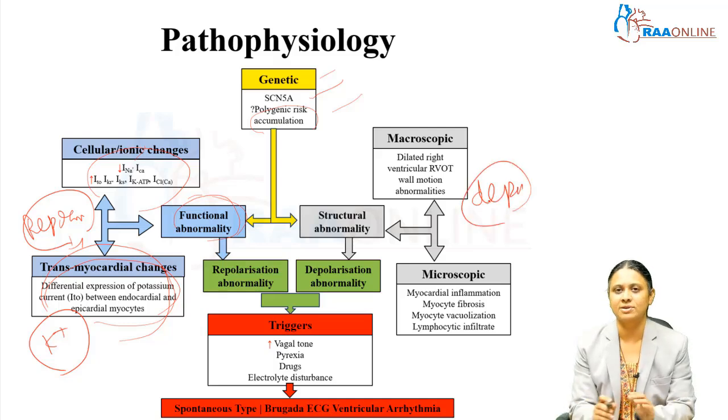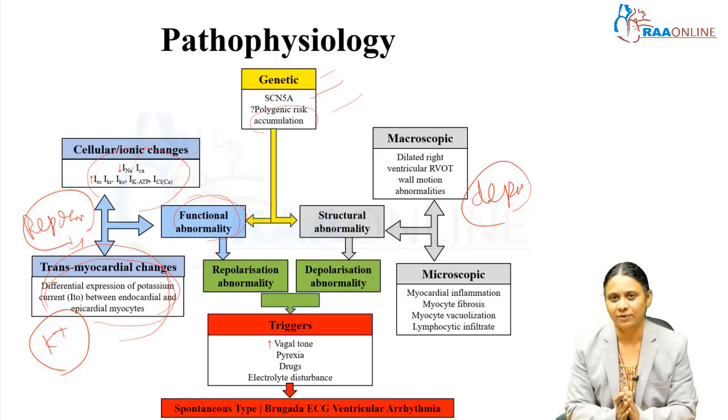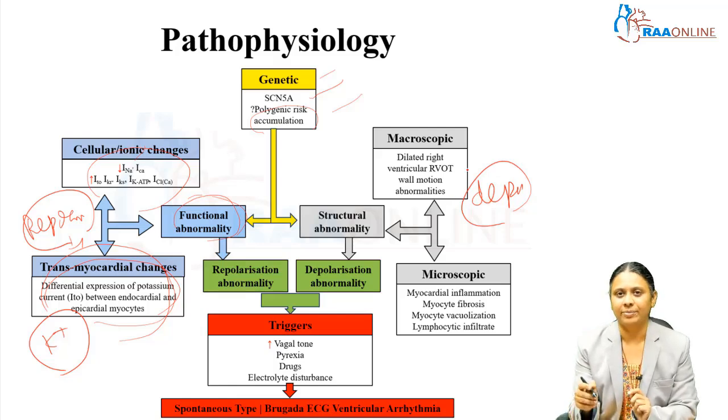So, because of the difference in the voltage, there is a gradient between two different areas of the RVOT. There are structural changes which are microscopically seen, like any other myocarditis: focal infiltration of lymphocytes or presence of fibrosis or scar, which may or may not be seen. It is a structurally normal heart. So, these microscopic features can be seen, for example inflammation, fibrosis, myocyte vacuolization or lymphocytic infiltrate.